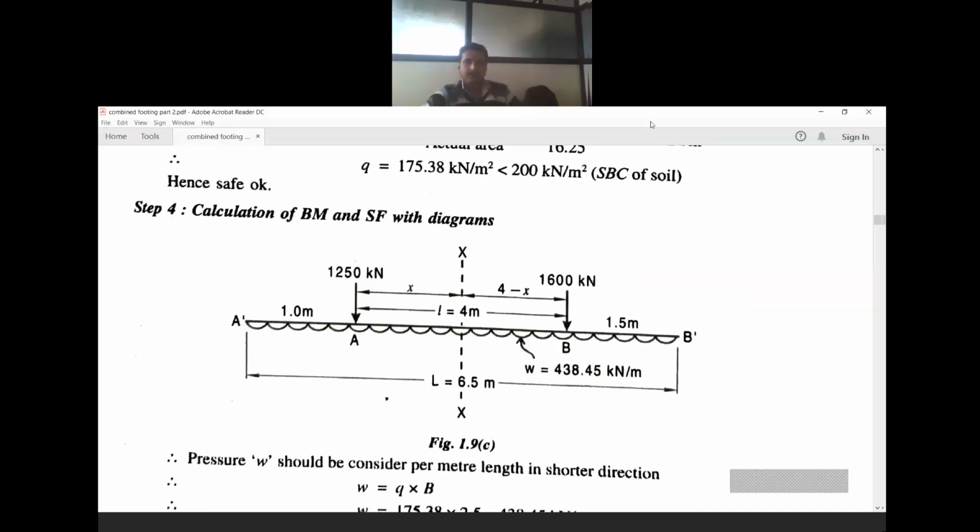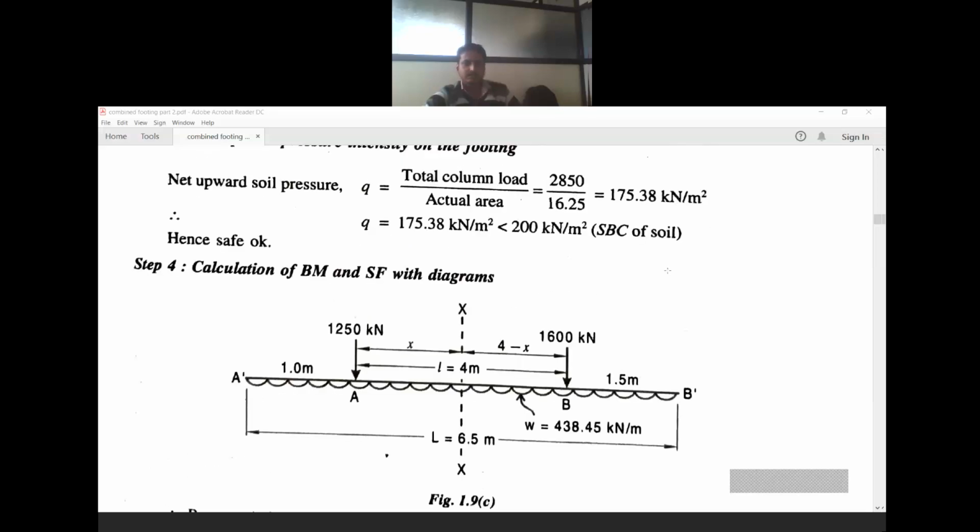So you should note down the value Q, upward soil pressure, 175.38 kilonewton per meter square. You should note this down.